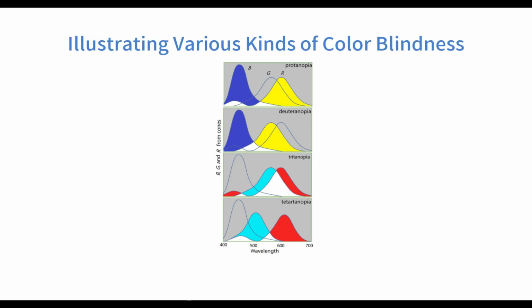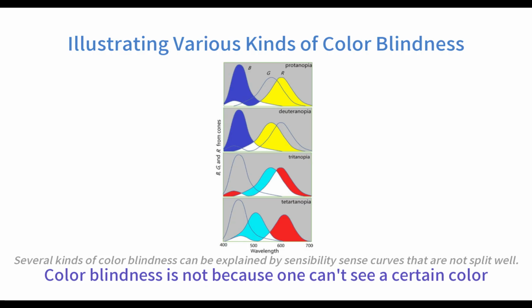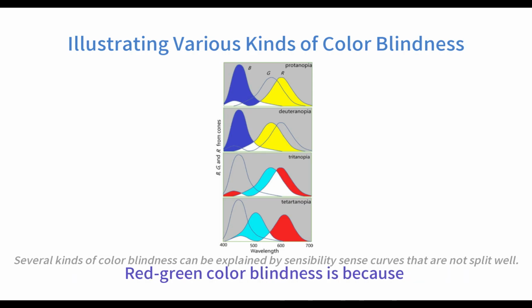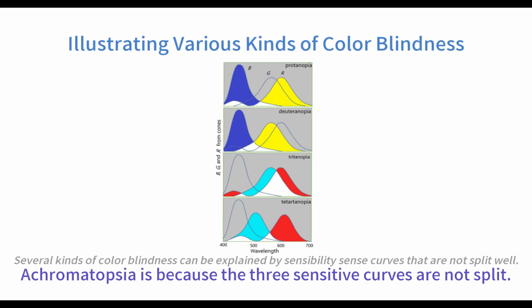Illustrating various kinds of color blindness. Color blindness is not because one can't see a certain color, but because one can't distinguish some different colors. Red-green color blindness is because the G curve and the R curve are not separated. Blue-yellow blindness is because the B curve and G curve are not separated. Achromatopsia is because the three sensitive curves are not split.